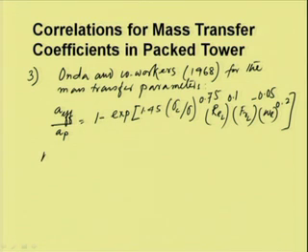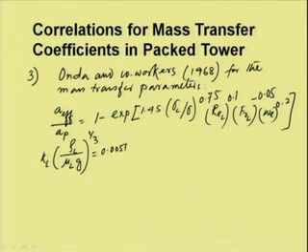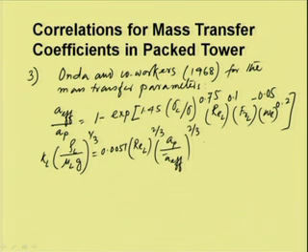And kL into rho L divided by mu L into g to the power 1/3 is equal to 0.0051 Reynolds number to the power 2/3, Ap by A effective to the power 2/3, Schmidt number to the power minus half, Ap dp to the power 0.4.